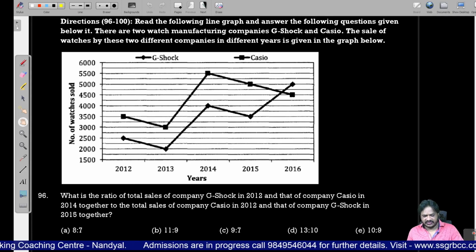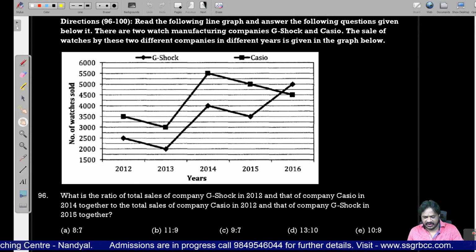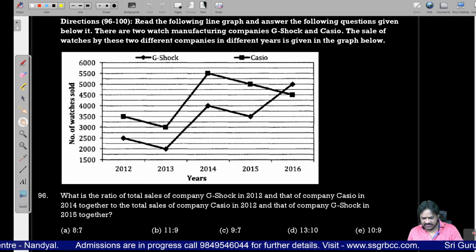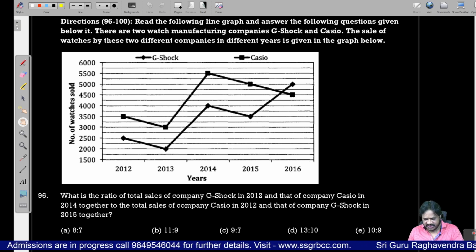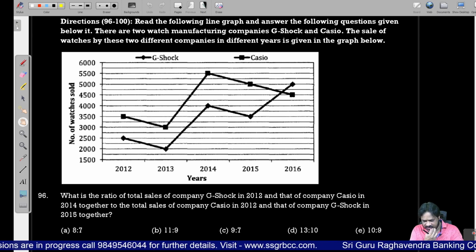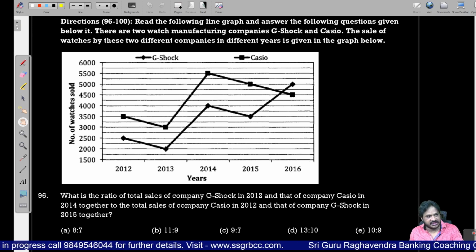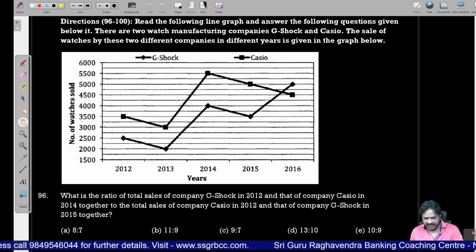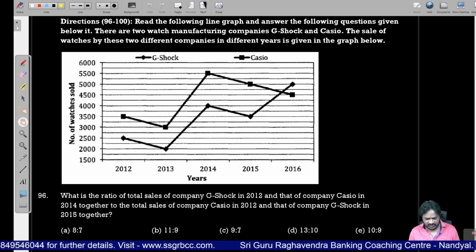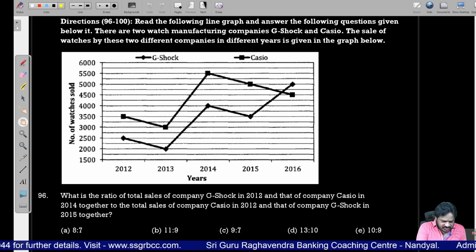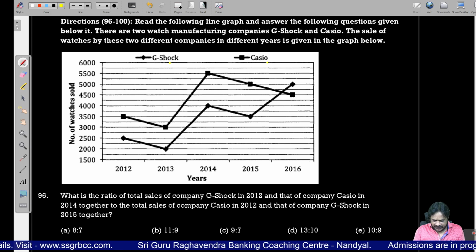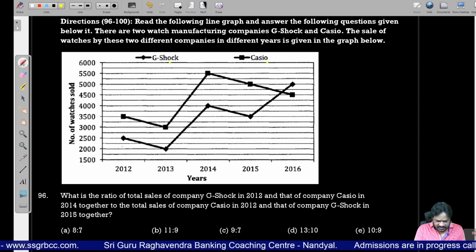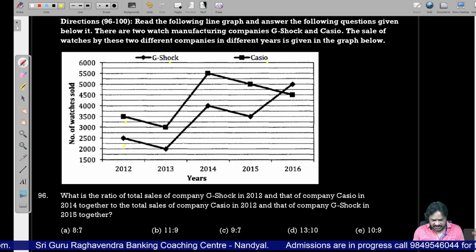Let us see question number 96 to 100. Read the following line graph, then answer the questions given below it. There are two watch manufacturing companies, G-Shock and Casio. The sale of the watches by these two different companies in different years is given in the graph below. So here we are having two companies. One is G-Shock, one is Casio. G-Shock is represented by the rhombus shape and Casio is by the square shape.